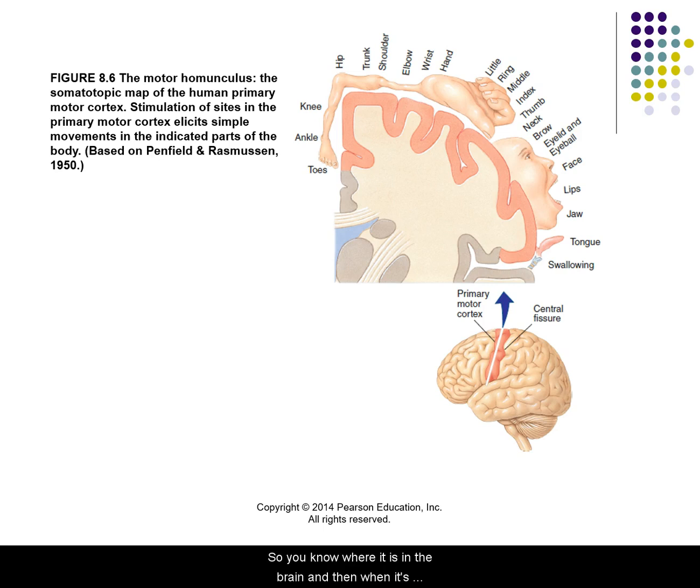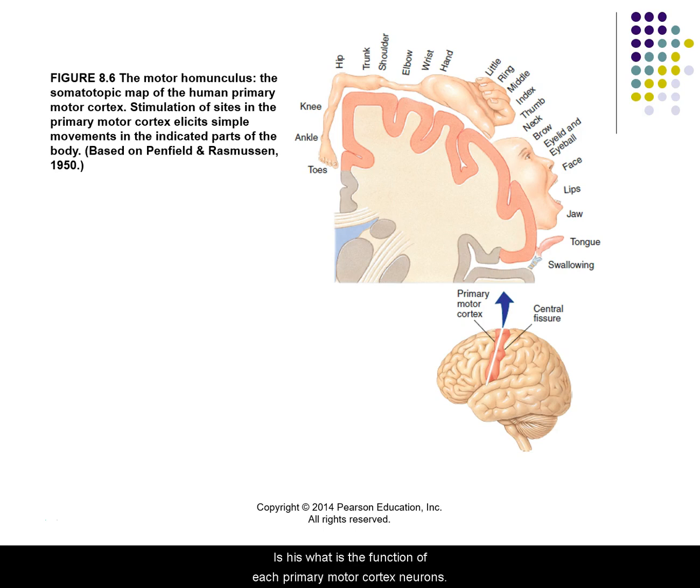And then when it's expanded, you can see that the face is a very, very large portion of the somatosensory cortex and motor cortex, and so is the hand. Okay? So there's far more neurons that are specific to our hands and our face than anywhere else in the body. And that makes it very handy for us, right?